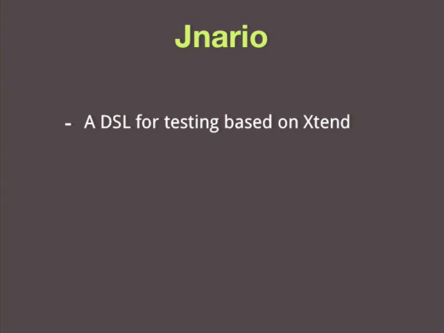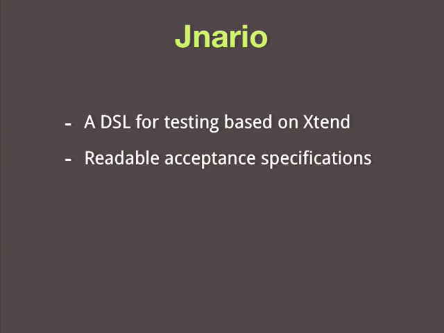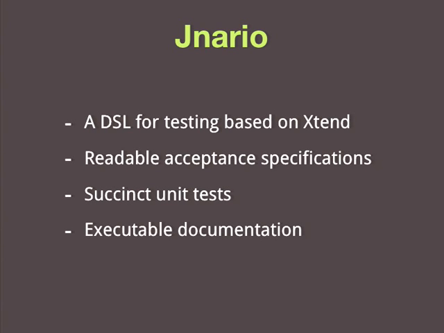You also get them in Jnario. The other thing is that we have one language which you can use to write business readable acceptance specifications, which are a great way to communicate with your customers. But these are really good when you describe the system from an outside perspective. Inside, when you're implementing, we also have a different language which is really good for writing succinct unit tests. And finally, you're able to generate executable documentation which looks really good from your specifications.